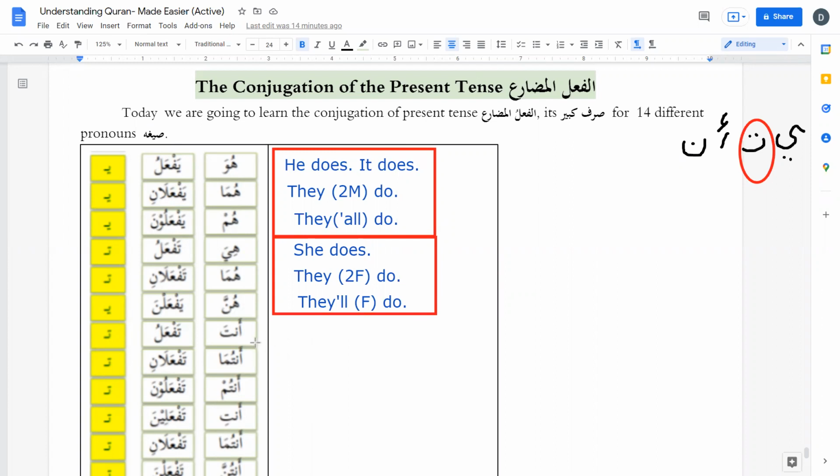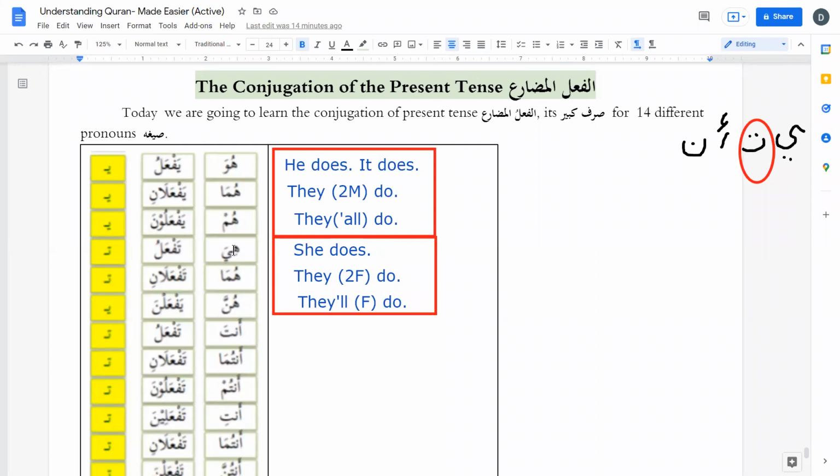Okay, now we are moving on to the second person, when the person is listening. Someone is talking and that person is there and listening. So anta means you, right? Anta taf'alu: that person is there and being talked to. Anta is singular, antuma is dual, and antum is plural. So anta taf'alu means you do.